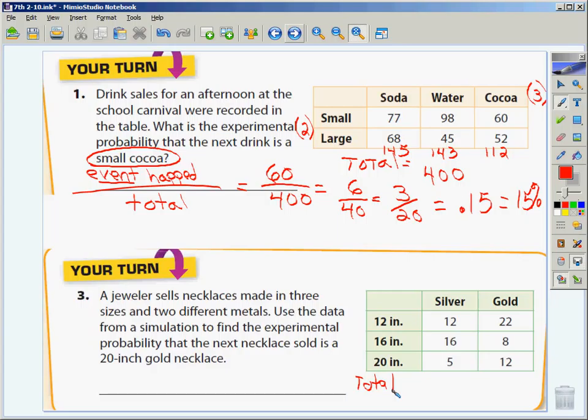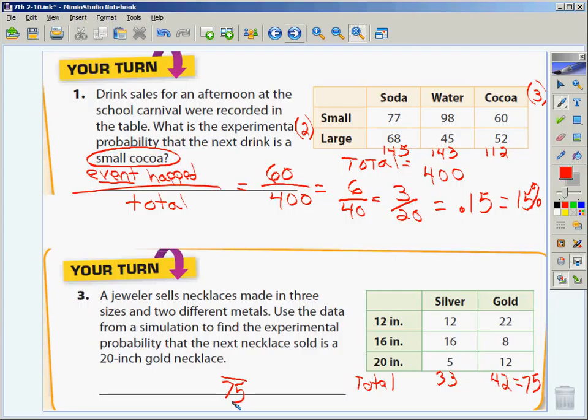Okay. So again, I'm going to add up going this way. 12 and 16 is 28, and 5 is 33. 22 and 8 is 30, and 12 more is 42. And my total would then be 75. Everybody good with the total? Whatever my experimental probability is, my denominator starts out as being a 75, the total.